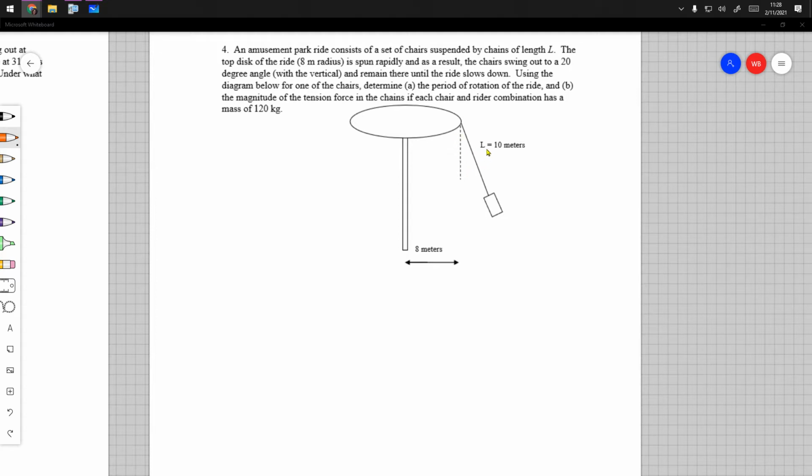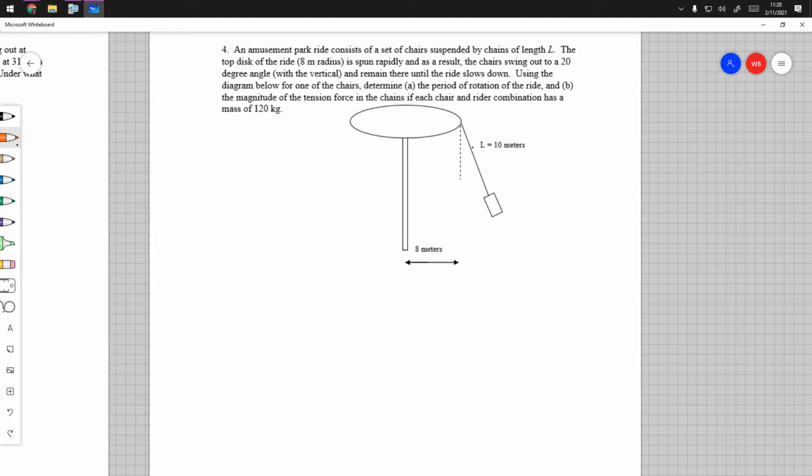So the setup, we have the length of this string, this chain that's holding them up there is 10 meters. The top of the disc is 8 meters in radius here. So I'm going to start listing this out. Let's say that that's the center right there. And then the radius here is 8. And these are all in SI units here, so I don't have to change anything. The angle is 20 degrees from the vertical. And so I measure something from the vertical to that chain in this case here, and that's 20 degrees.